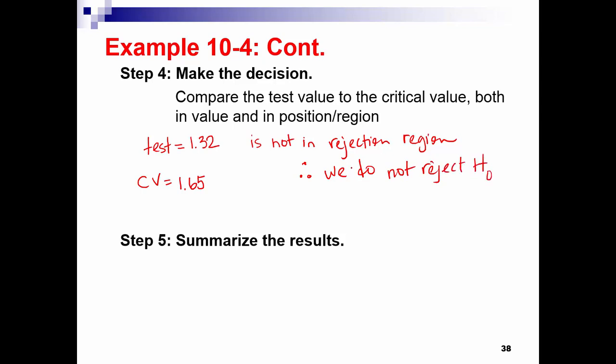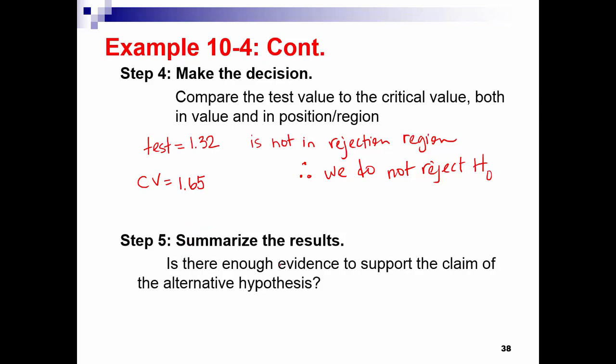That's it. And then this last step, summarize the results. Is there enough evidence to support the claim of the alternative hypothesis? And no, there isn't, because we did not reject the null hypothesis. So the evidence really supports the null hypothesis.